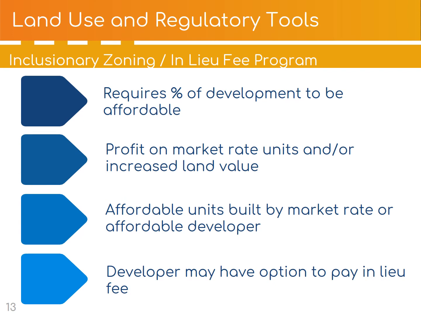Inclusionary zoning is a tool that is geared to facilitate the production of affordable housing. It is a clearly defined development regulation that requires that a certain percentage of a development be affordable. Essentially, the profit on the market rate units or the increase in land value offset the affordable requirement while still providing sufficient return on investment for a developer. Depending on the nature of the project, a market rate developer may build the units themselves or partner with an affordable housing developer who can meet this obligation.